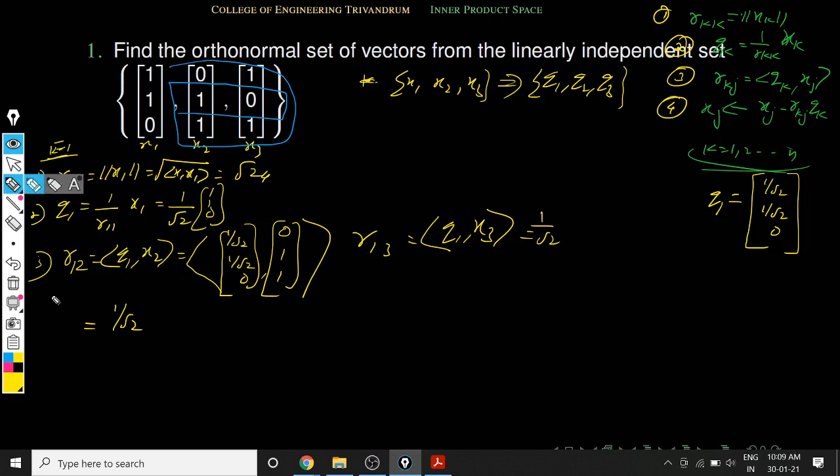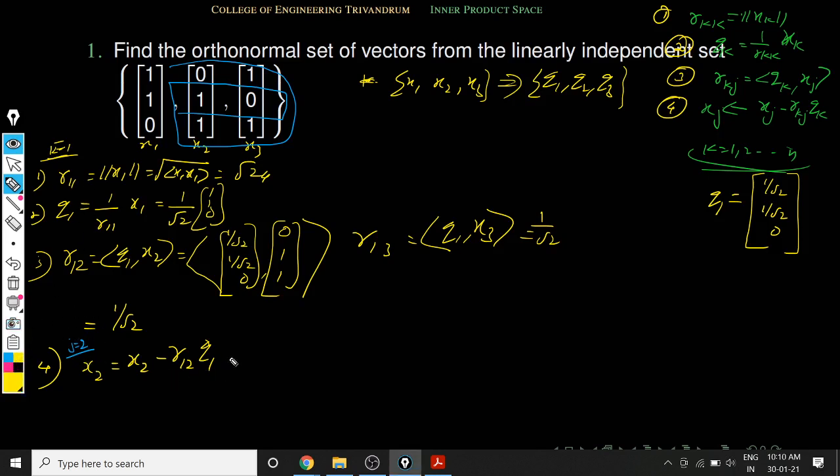Okay, next we have to compute step 4. Using step 4, we are going to replace this x2 and x3. So our new x2 is equal to x2 minus R12 into q1, because presently k equal to 1 and j equal to 2 and 3. Here j equal to 2 and k equal to 1.